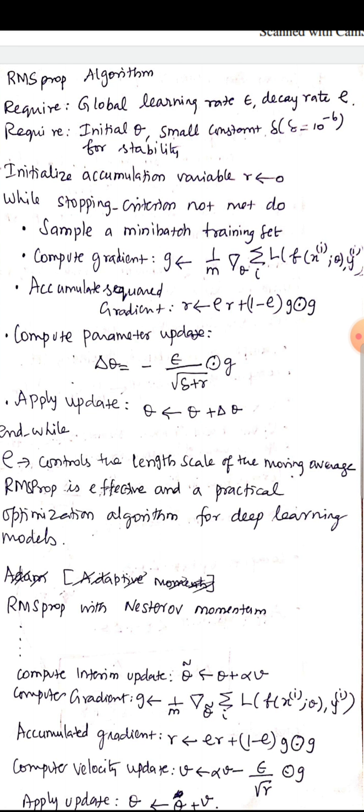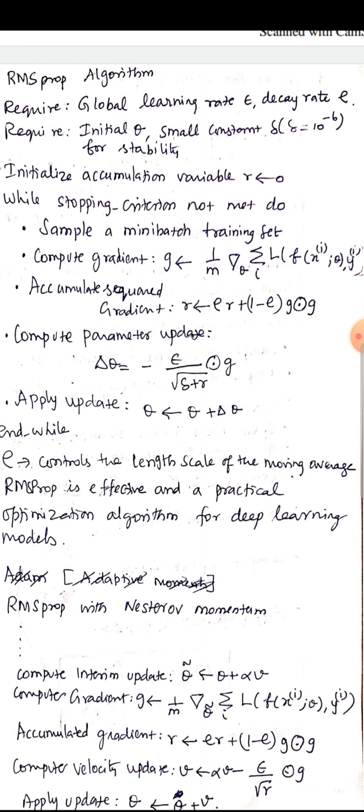We take a mini batch, we compute the gradient, and after computing the gradient we accumulate the squared gradient using the accumulated variable r as well as rho, the decay rate. So r gets a new value by taking rho times the old value of r plus 1 minus rho times the current norm of the gradient.